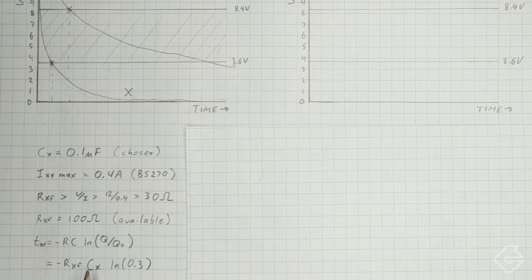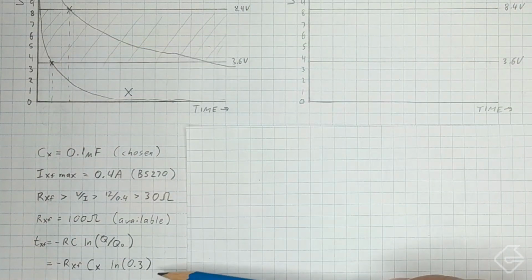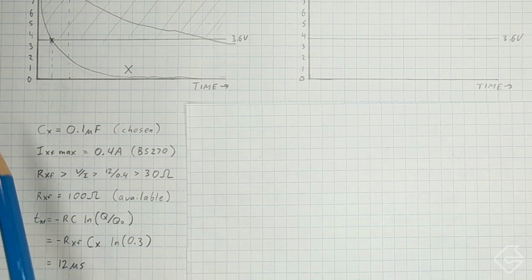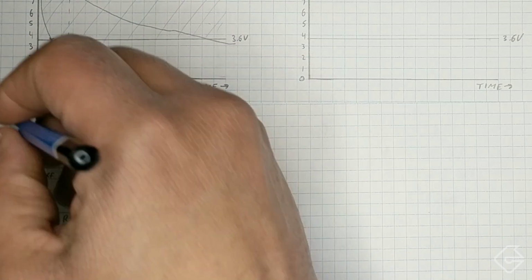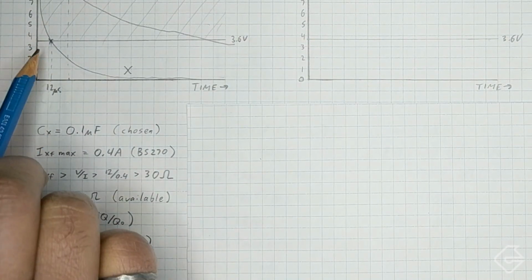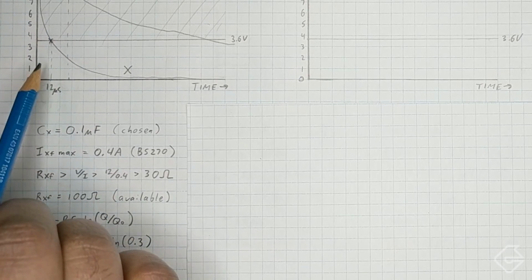So it's RXF times the capacitance times ln 0.3, and 0.3 is the 30% mark. So that's what we're interested in. And if I work out the values, it works out to 12 microseconds. So this point right here is the 12 microsecond time. So bouncer X is going to get to the 0 zone in 12 microseconds after the button is pressed.